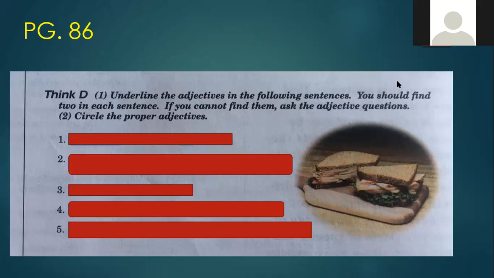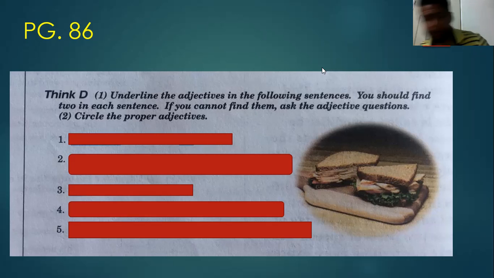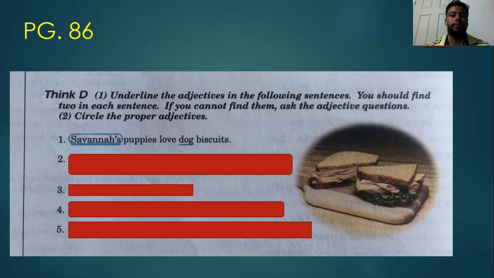Okay, underline the adjectives in the following sentences. You should find two in each sentence. For example, Savannah, thank you, Dimitri. Savannah's, in this case, would be the proper adjective. Remember, the proper adjective. Circle the proper adjective. Savannah's puppies love dog. In this case, dog is the noun. So that is the difference.